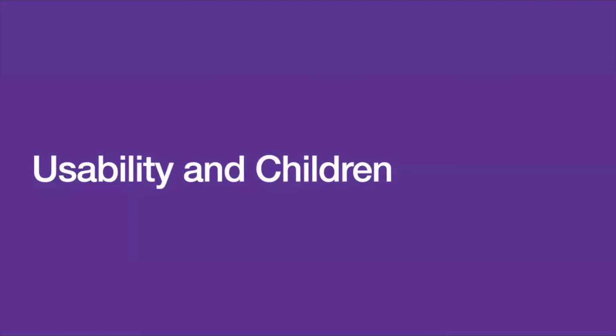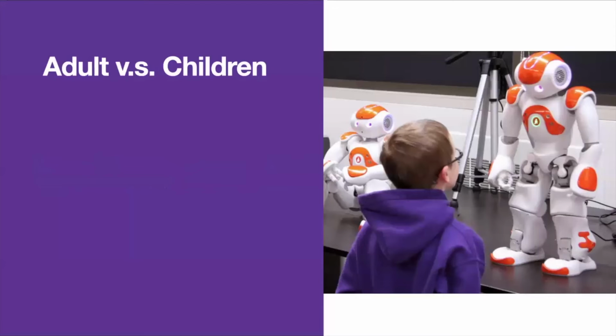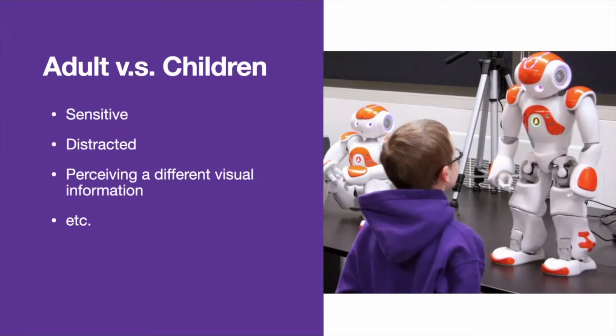Next, we are going to talk about how usability applies to the technology design for children. Usability is always a key to designing technologies for people because it can be seen as a standard for testing product quality. As we know, unlike adults, children are a more sensitive and distracted group. They also can perceive visual information differently than adults do. So, the technology designed for children is completely different from the design for others.